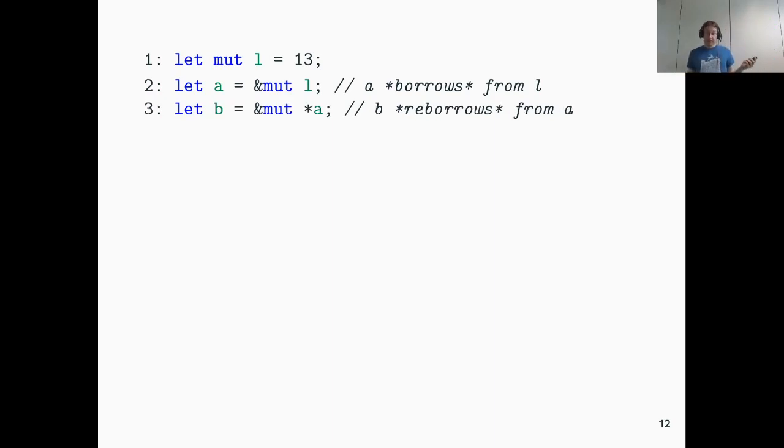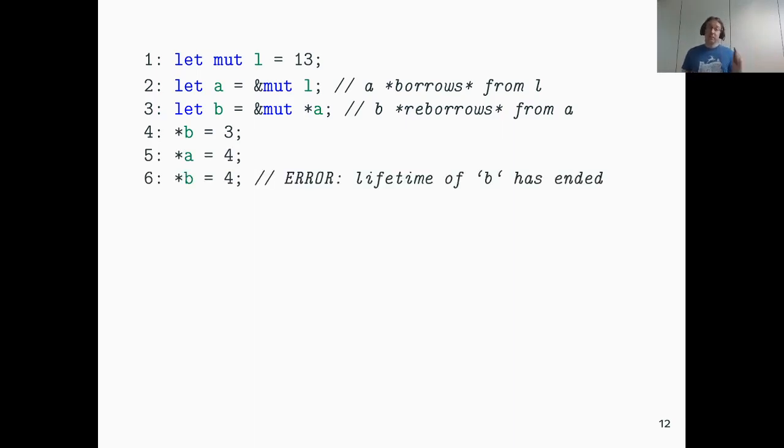In the next line of the program, we create B by dereferencing A and then taking a reference again. So this is basically a no-op. B and A both point to L. But it's meaningful on the type system level because we're now thinking of B as temporarily borrowing from A, which, remember, again, temporarily borrowed from L. The next thing this sample program does is it stores 3 into B, which is completely fine. Then it stores 4 into A, which is also completely fine. And then it wants to store 4 into B, and the compiler says, no, you cannot do that, because the lifetime of B has ended.